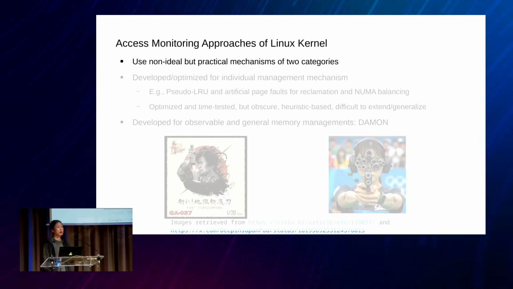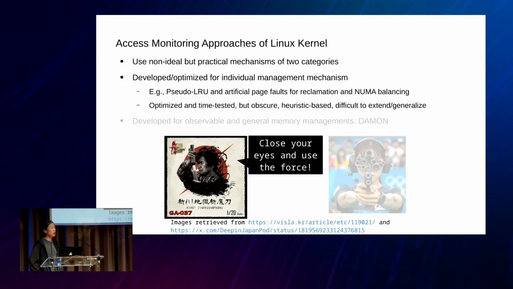And therefore, the Linux kernel is using not ideal, but practical mechanisms of data access monitoring, which I say we can categorize in two ways. The first category is access monitoring mechanisms developed and optimized based on what memory management actions we want to make. That is, for memory reclamation, we have developed and optimized pseudo-LRU mechanisms to find cold pages.